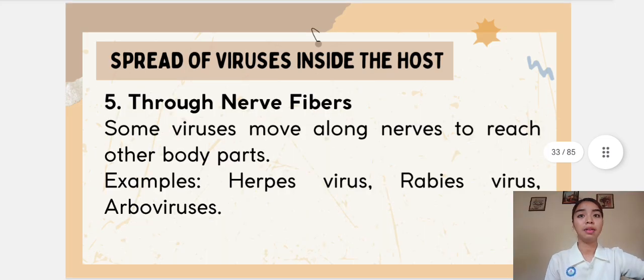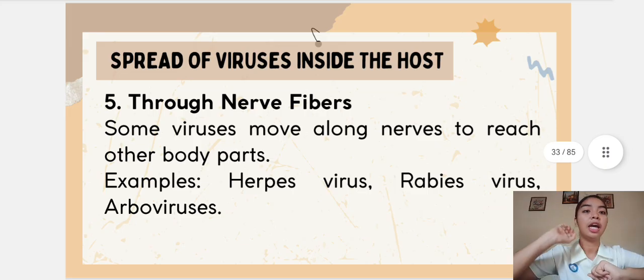Next we have spread through the nerve fibers. Some viruses move along nerves to reach other parts of the body, or the targeted part of the body. Examples here are the herpes virus, rabies virus, and the arbovirus caused by insects. So the viruses use these nerve fibers to reach the targeted organ.